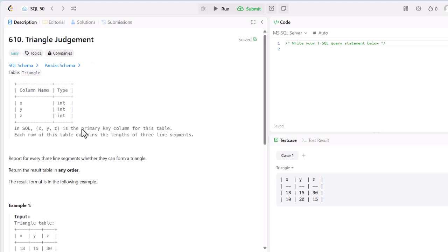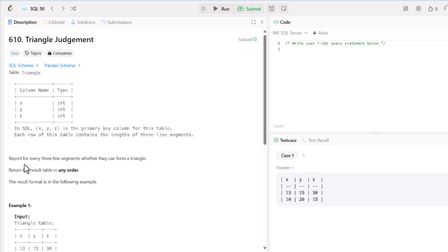Okay, so here's the question. We have this table called Triangle with three columns. So we have X, Y, and Z, all of type integer. And in SQL, XYZ is the primary key for this table. Each row of this table contains the lengths of three line segments. So each one of them is a length, like 5, 10, 15, whatever. They all represent the length of a line segment in a triangle.